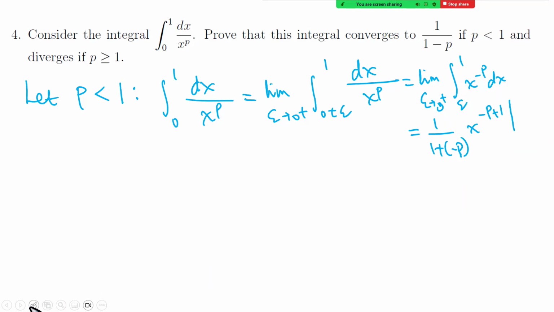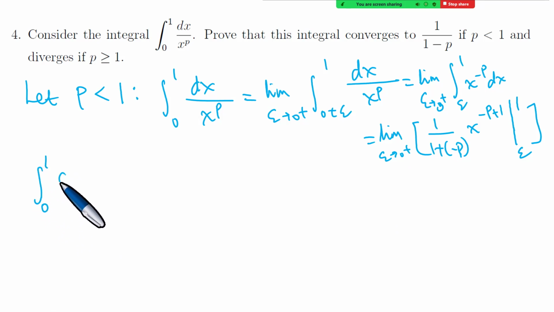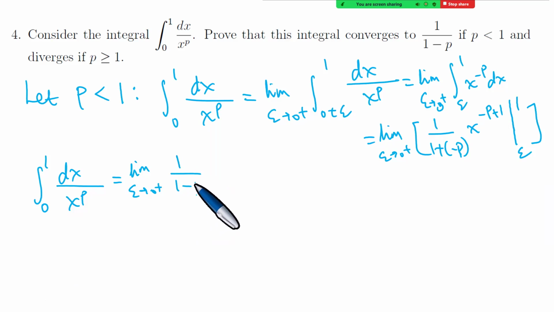We have the limit and we take everything into account. So we have the limit, okay, so now you can just take out the one over the expression in terms of p, which is minus p plus one.